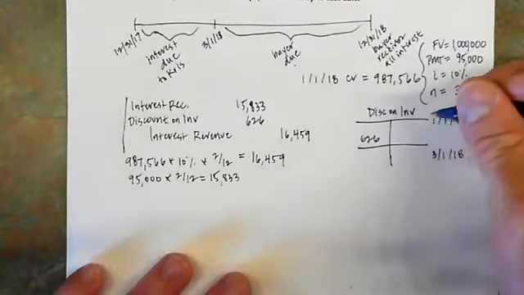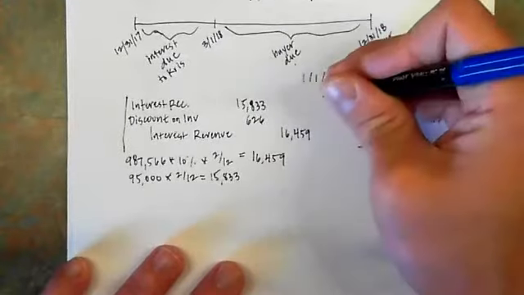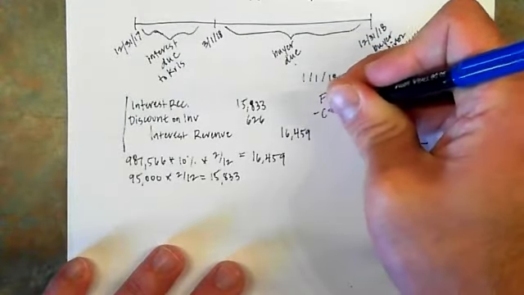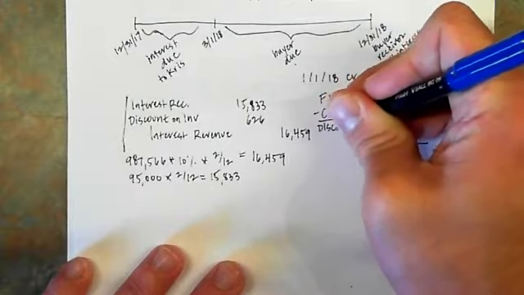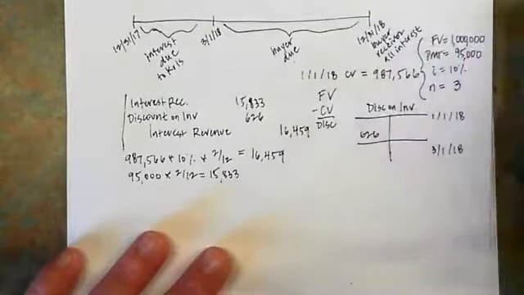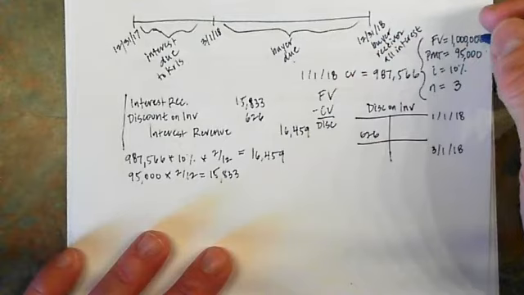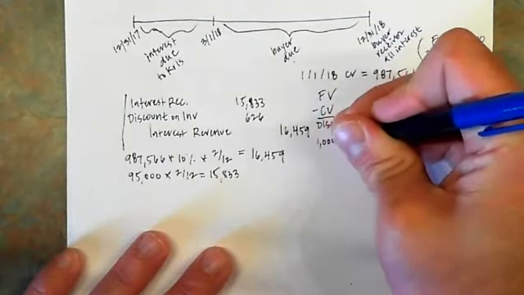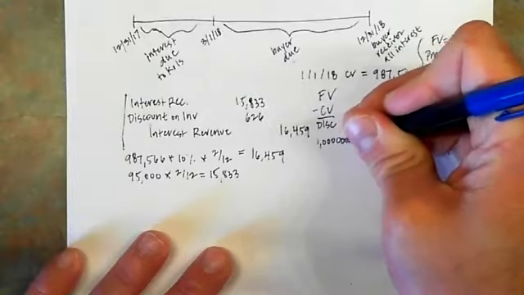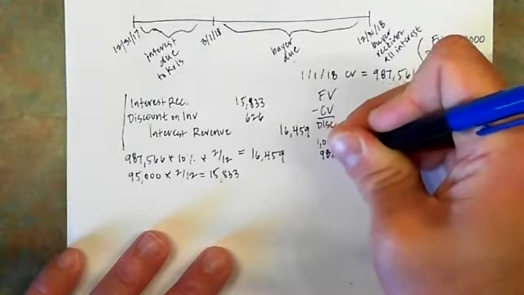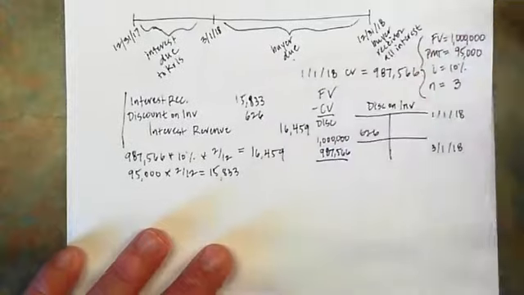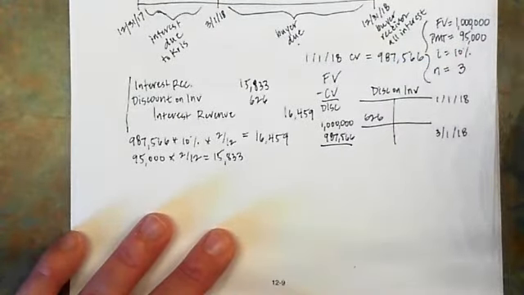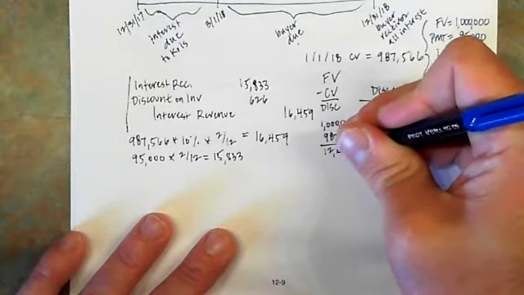Well, how can I figure out the discount? Remember that the face value minus the carrying value will yield a discount amount, right? So face value is 1 million. The carrying value is 987,566. So that was at the beginning of the year. That gives me the discount for the beginning of the year, which would turn out to be $12,434.